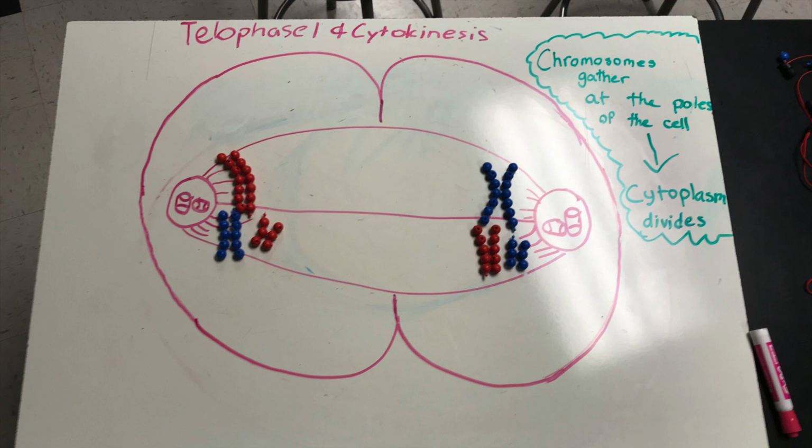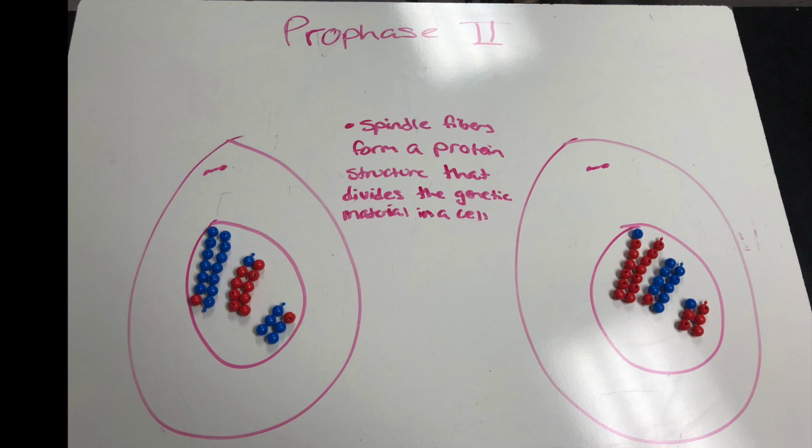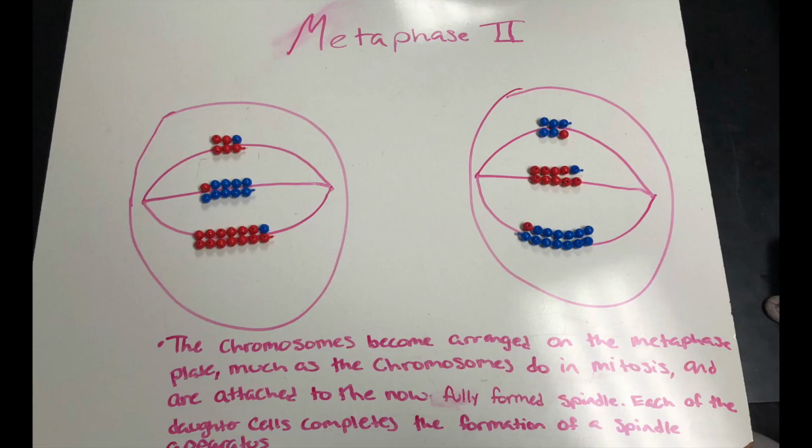Then you have prophase 2. Prophase 2 is when a new spindle forms around the chromosomes. Spindle fibers form a protein structure that divides the genetic material in a cell. Then you have metaphase 2. Metaphase 2 is where the chromosomes line up at the equator, which is the center of the cell.